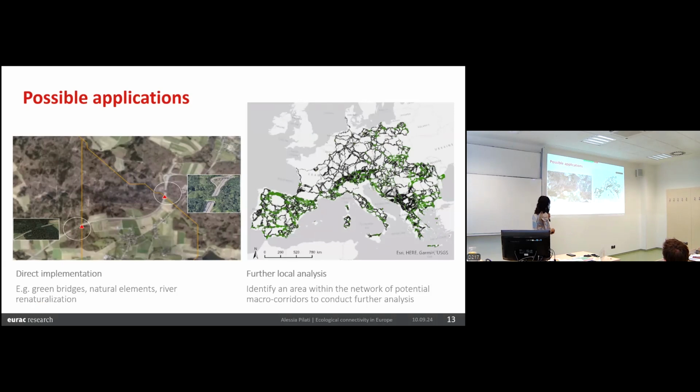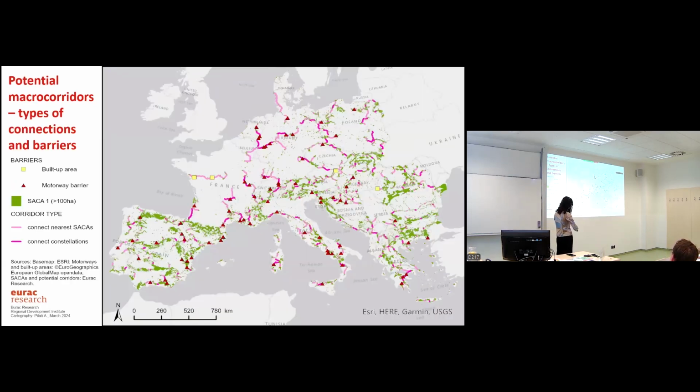We saw that in some cases, this is in Switzerland, there are already some green bridges built exactly where the model built the potential macro corridors and its intersection with the motorways. This is a possibility of implementation of the map. So we can go and see where these barriers are exactly and see what's the situation there.